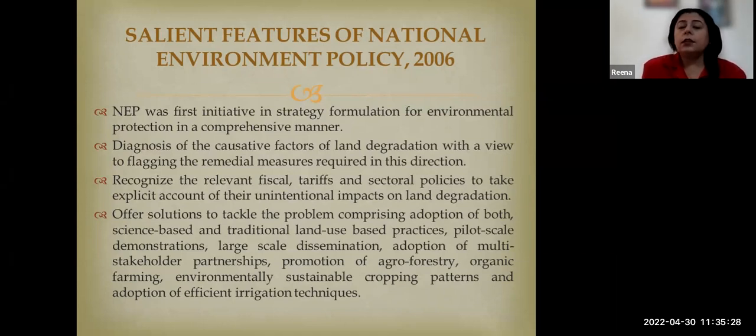Then large scale dissemination is again propagated. Then adoption of multi-stakeholder partnerships. There can be different kinds of partnerships at national level and international level, then at local level. Then promotion of agroforestry, organic farming, environmentally sustainable cropping patterns, and even efficient irrigation techniques. So all these issues and even solutions are covered in our national environment policy.